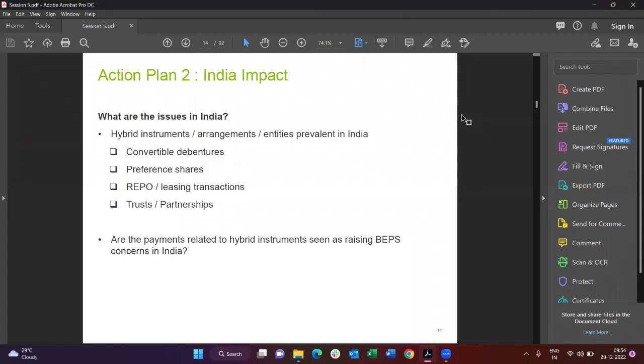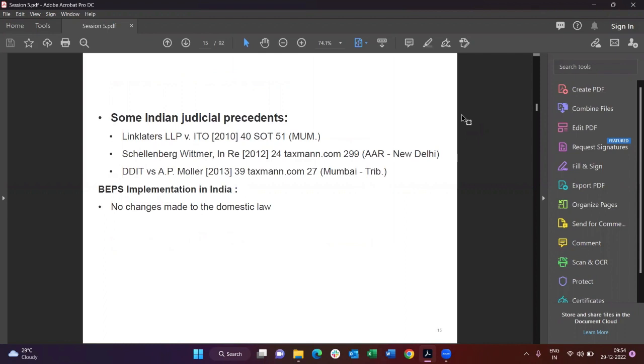So when the question was raised, what are the issues in India, as I said, because of preference shares, partnerships, convertible debentures. But when the question was raised whether it is seen as raising a BEPS issue in India, the answer, according to experts in India, was no. India had a few cases and judicial precedents, but it wasn't a situation of concern in India. Accordingly, no changes have been made in the domestic tax law.